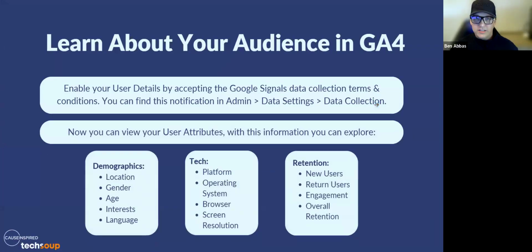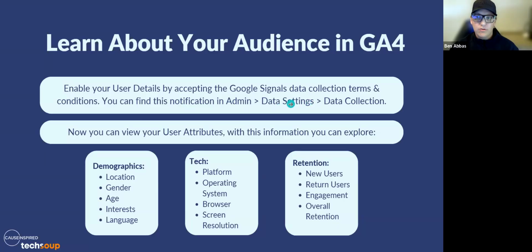But how do you learn about your audience in GA4? First and foremost, you have to enable your user details by accepting Google Signals data. This can be done by going into the admin section that we just showed. I'm going to show you guys how to do this, so don't feel the need to try to memorize this. Going into the admin section, going into those data settings, we were just there, then going into data collection.